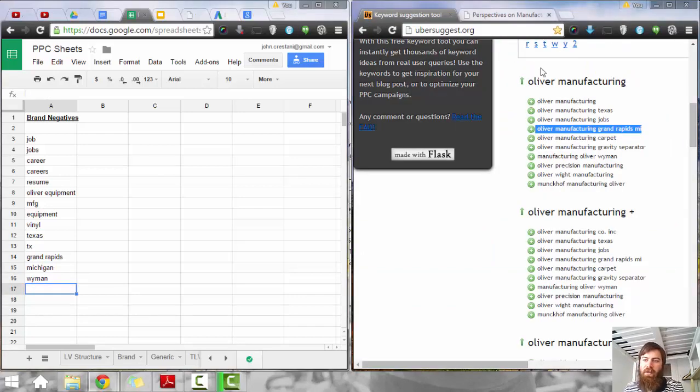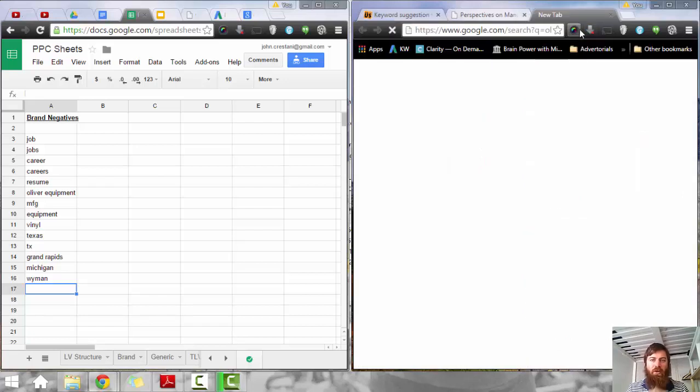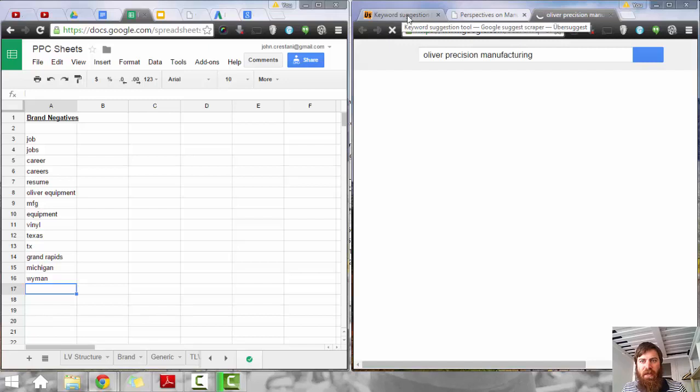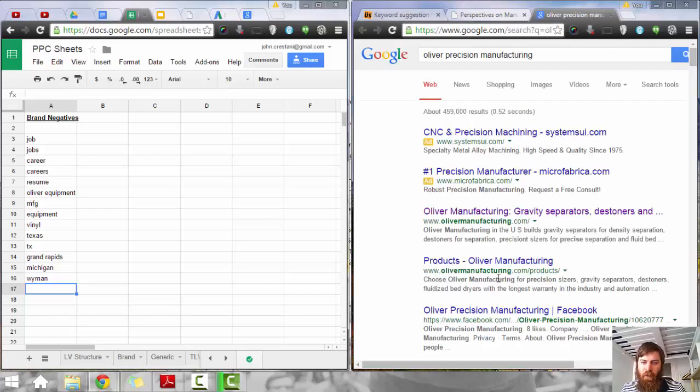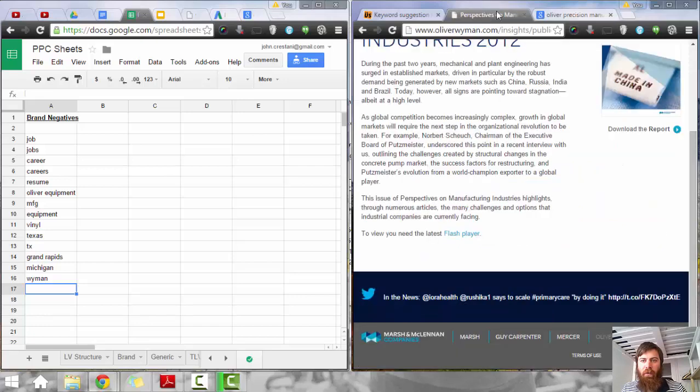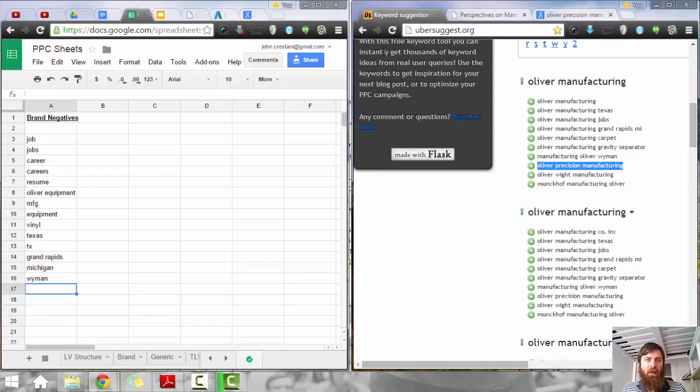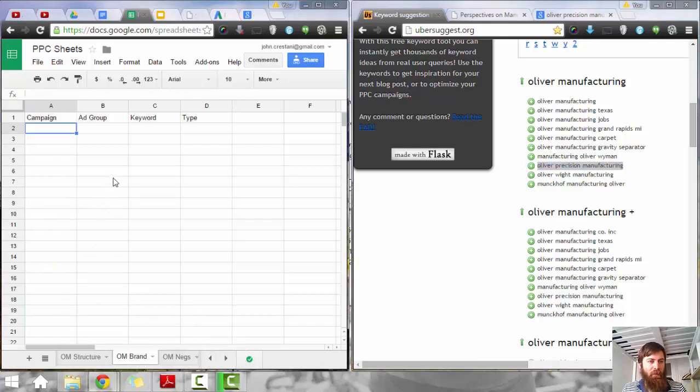So notice this is different from the Love Vitamin, in that we have to do a lot more negatives. Oliver Precision Manufacturing, I'm opening up a new tab and looking for it, trying to see if there's anything going on here. Oliver Precision Manufacturing, it looks like that is still referring to Oliver Manufacturing. So I'm going to take Oliver Precision Manufacturing and put it in our brand campaign.